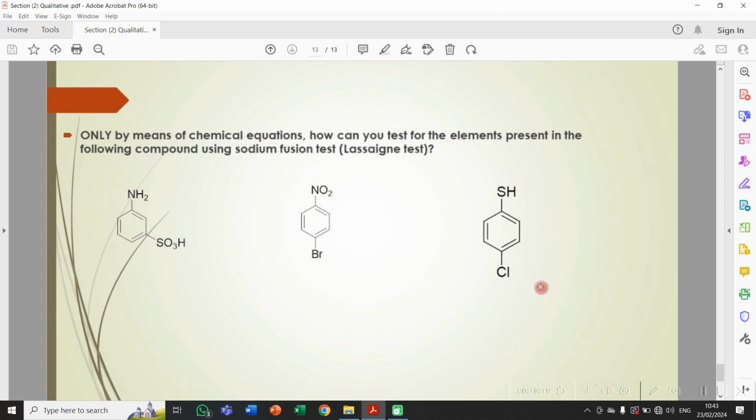These are the same questions that will be in the exam. We give in the exam a compound like this, and I tell you by means of Lassaigne test or sodium fusion test, please detect the presence of any element by using this test. Okay, so this is how the question is in the exam.